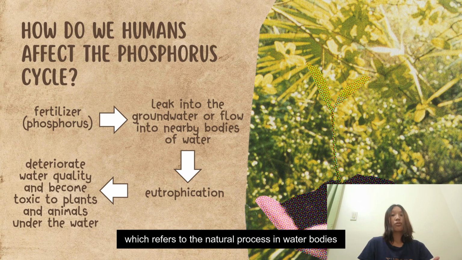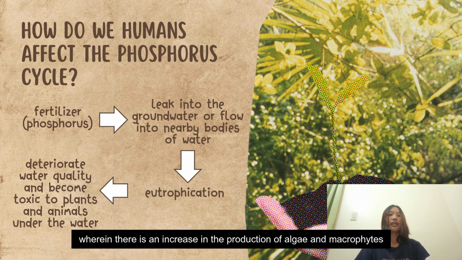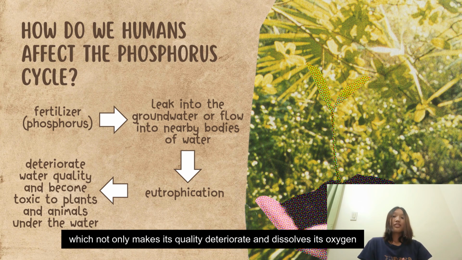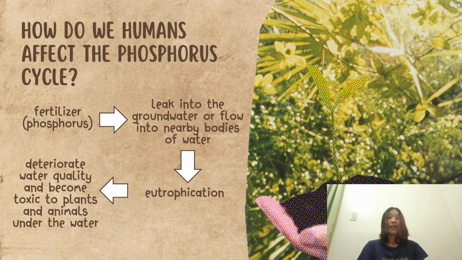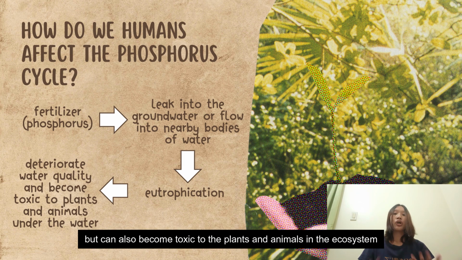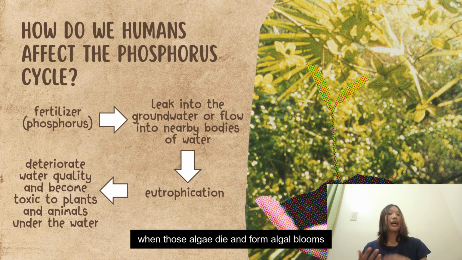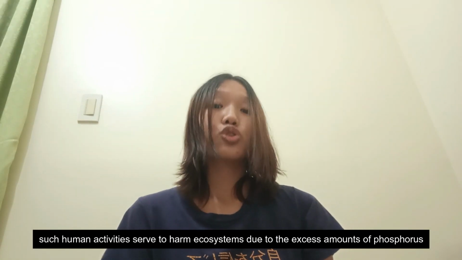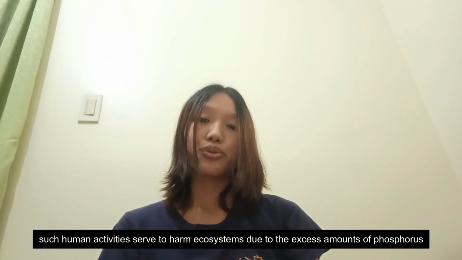refers to the natural process in water bodies wherein there is an increase in the production of algae and macrophytes, which not only makes its quality deteriorate and dissolves its oxygen, but can also become toxic to the plants and animals in the ecosystem when those algae die and form algal blooms. Hence, such human activities serve to harm ecosystems due to the excess amounts of phosphorus.